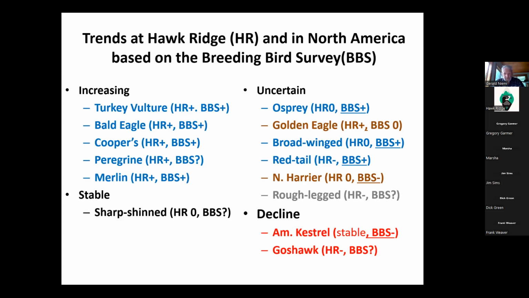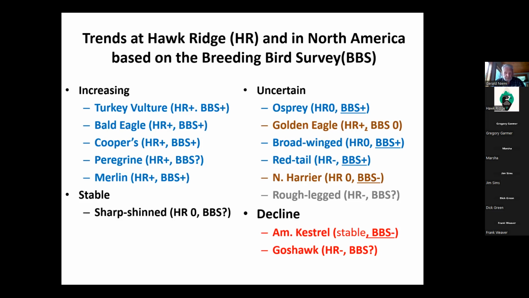Uncertain, well, osprey, I put 3 here that are potentially not uncertain. Osprey is increasing in the BBS and they're monitored reasonably well. We found that they're stable in our counts. Same with the broad-winged hawk, but they're also showing an increase in the Breeding Bird Survey. Red-tailed hawk also showing an increase in the Breeding Bird Survey. I think the red-tailed, broad-winged and osprey are all probably monitored well on a national scale, and their populations seem to be increasing.